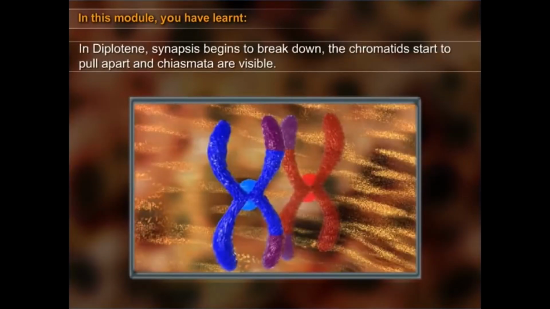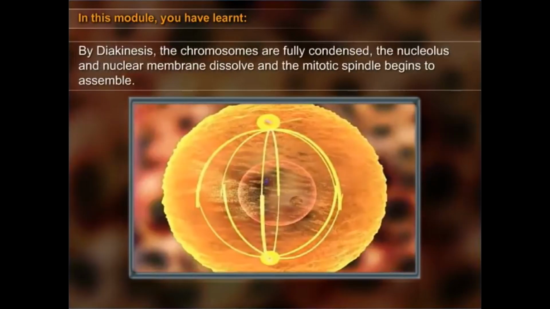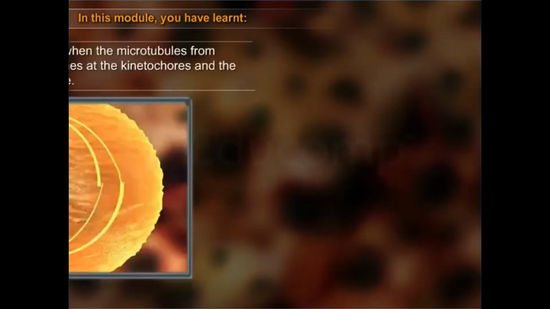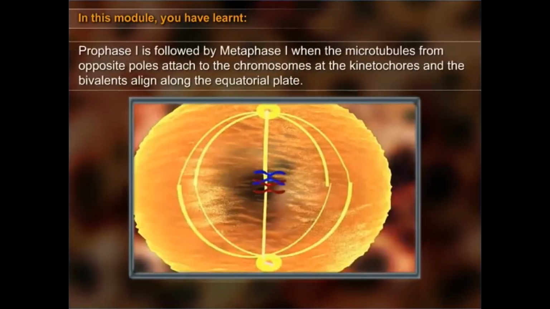In diplotene, synapsis starts to break down, the chromatids start to pull apart, and chiasmata are visible. By diakinesis, the chromosomes are fully condensed, the nucleolus and nuclear membrane dissolve, and the mitotic spindle begins to assemble. Prophase 1 is followed by metaphase 1, when the microtubules from opposite poles attach to the chromosomes at the kinetochores, and the bivalents align along the equatorial plate.